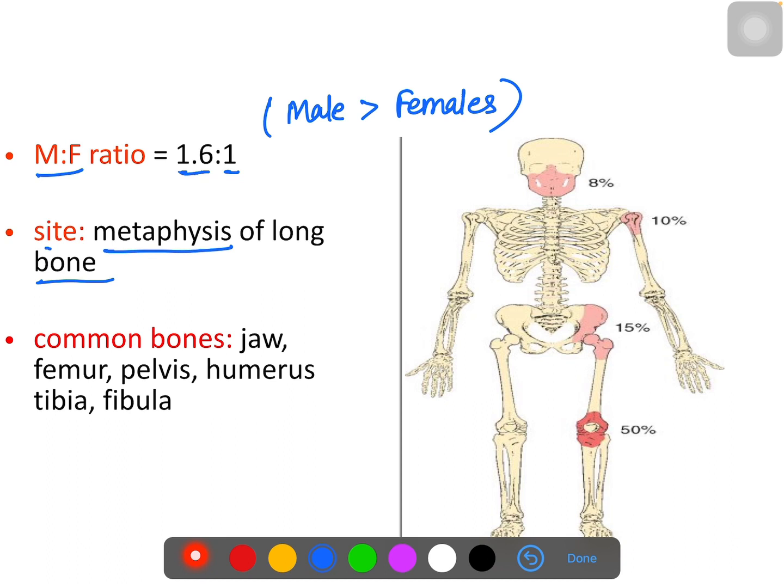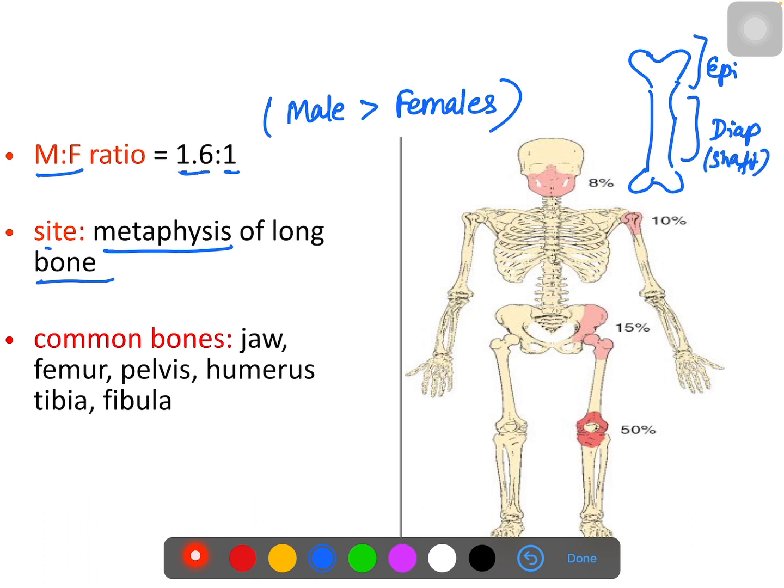Okay, so you might know what the metaphysis is. If you talk about a bone, it has two distinct parts. One is known as the epiphysis and the other is known as the diaphysis. Diaphysis is the shaft of the bone. Epiphysis is the end of the bone. So there is a portion between the epiphysis and the diaphysis in growing bones. This part is known as the metaphysis. Generally, the metaphysis is the growing end of the bone. So the site of occurrence of this is the metaphysis of long bone.